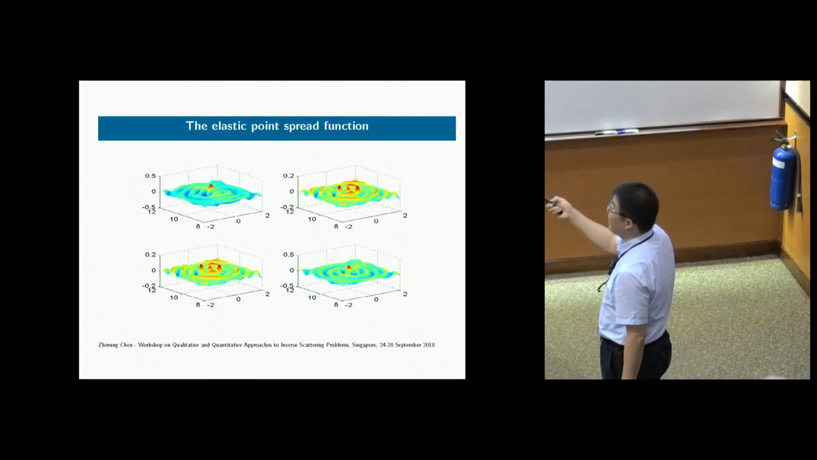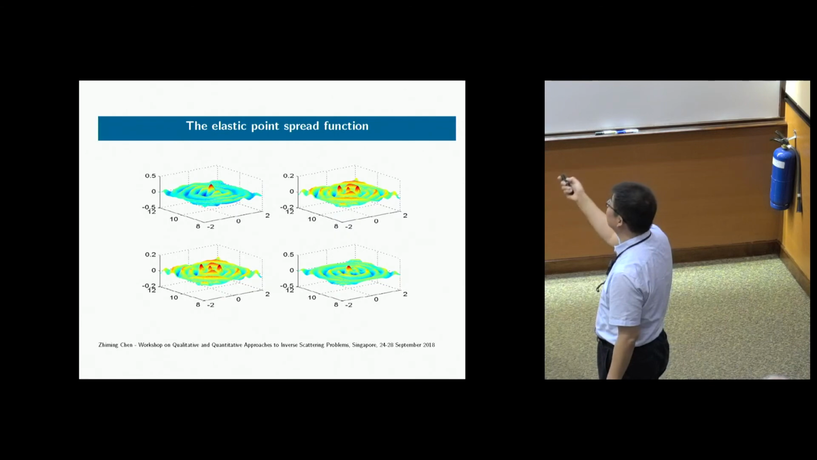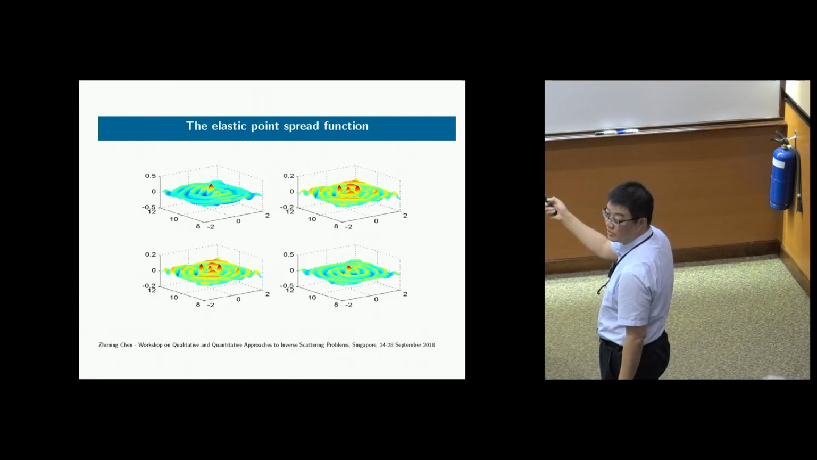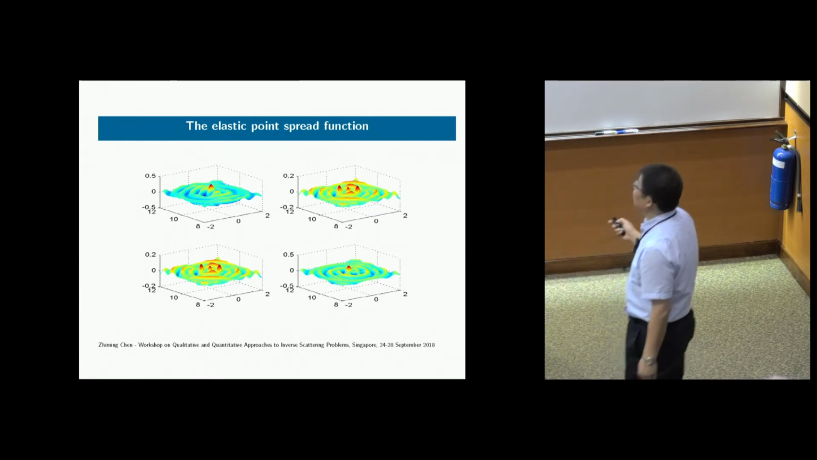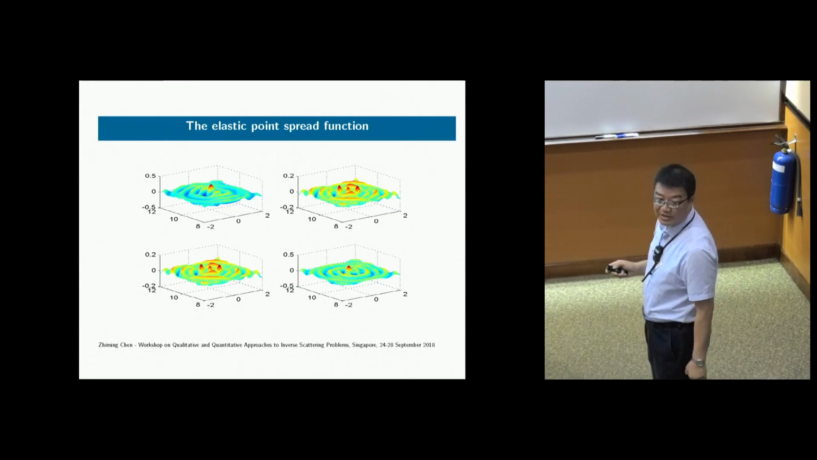So if you look at the picture, you will see that these are decays. But you will have a peak in these two functions, J11 and J22. So these are the point spread functions.